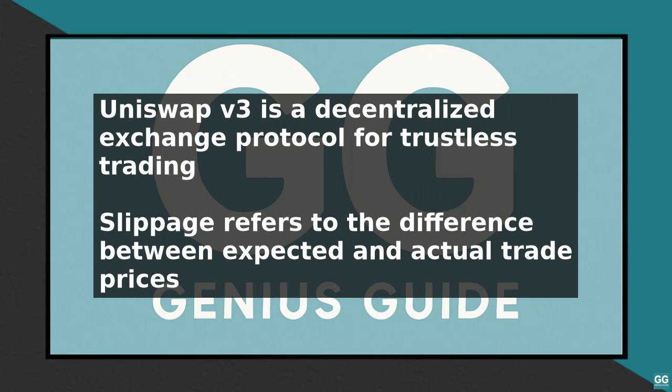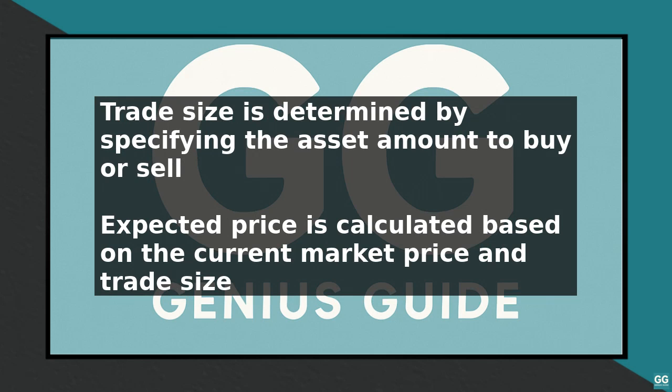is executed. The first step in calculating slippage on Uniswap v3 is to determine the size of the trade you want to execute. This can be done by specifying the amount of the asset you want to buy or sell. Once you have determined the trade size, you need to calculate the expected price of the trade based on the current market price. The next step is to calculate the actual price at which the trade is executed.